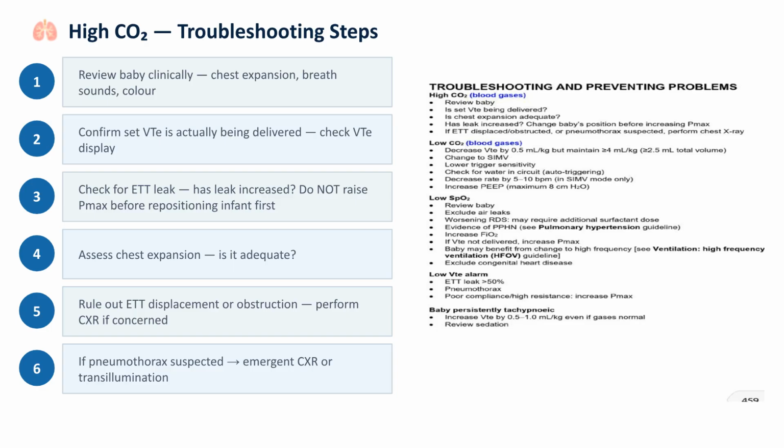Troubleshooting high CO2 involves a systematic approach. First, review the baby clinically: chest expansion, breath sounds, and color. Second, confirm the set exhaled tidal volume is delivered. Next, check for an ETT leak, but do not raise the maximum pressure before repositioning the infant. Assess chest expansion adequacy and rule out ETT displacement or obstruction with a chest X-ray. If a pneumothorax is suspected, perform an emergent chest X-ray or transillumination.